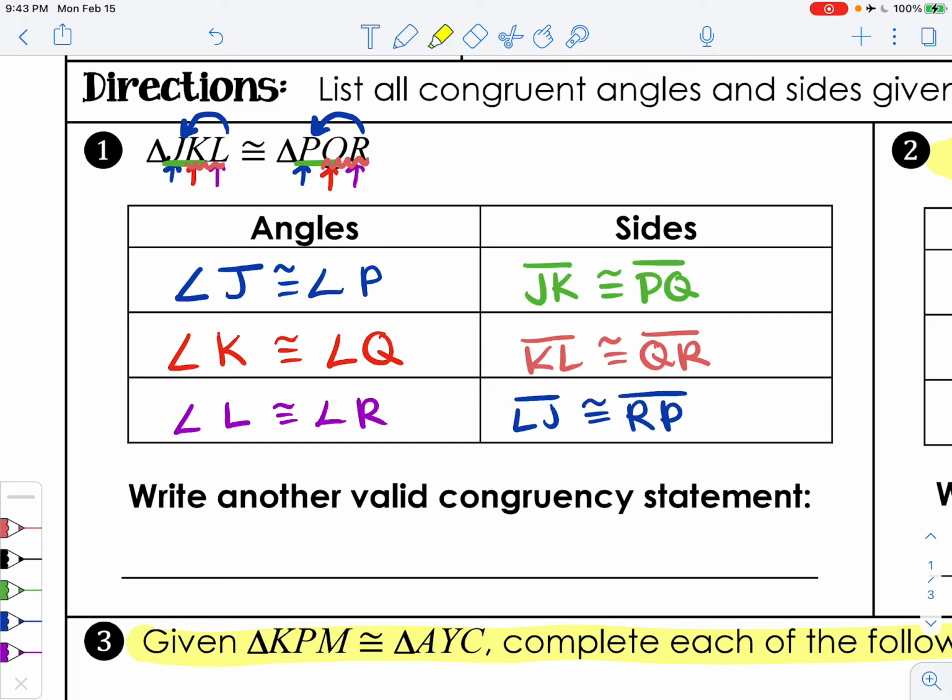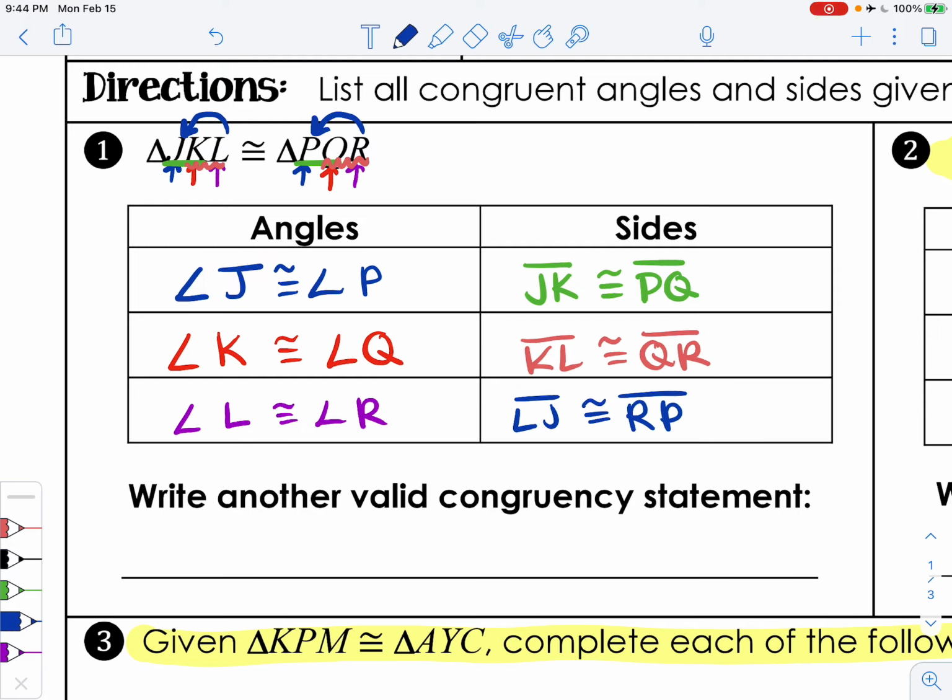And now if you notice, these points should match up with their corresponding points always. Like for example, anywhere there's a J in the congruency statement, there should be a P. So notice here, J comes first, so P comes first. Whereas in the last statement, J comes last, so P comes last. So notice they're always going to be buddied up once you read that first congruency statement.